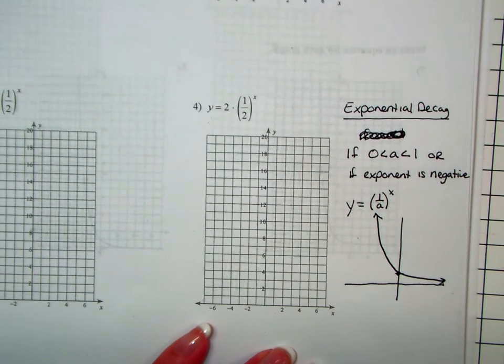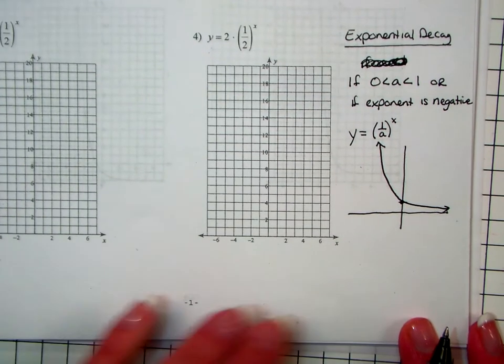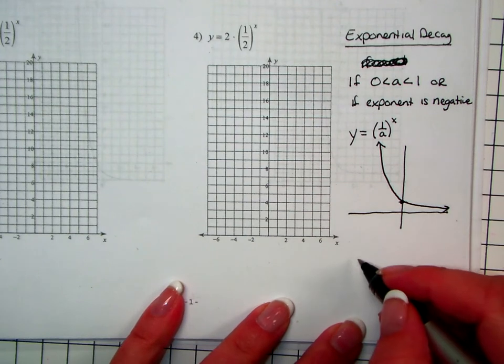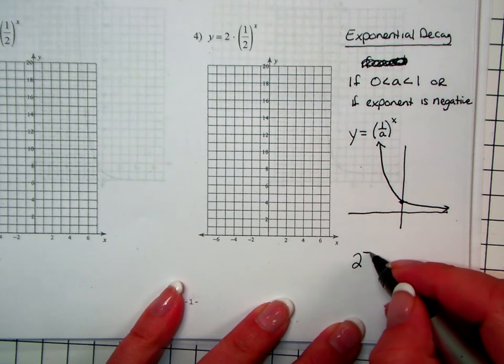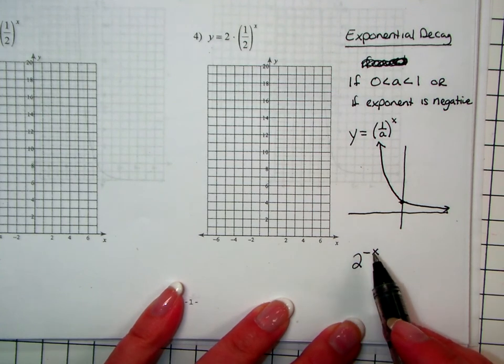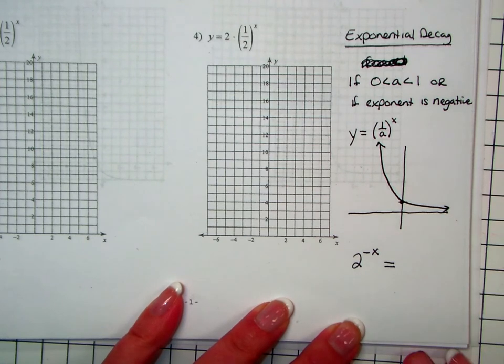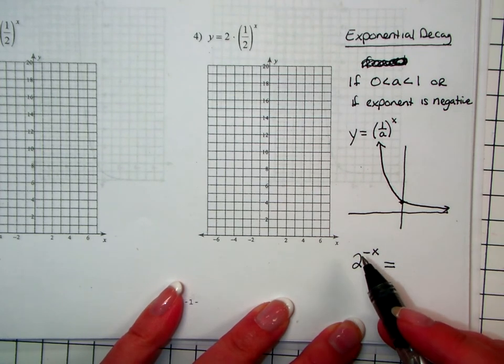So we kind of mentioned that negative exponents and fractional bases are the same, and I want to show you why. So say we had 2 to the negative x, right? This would be an exponential decay. Yes, the base is greater than 1, but we have this negative exponent. So we can use our rules of exponents to change what this looks like.